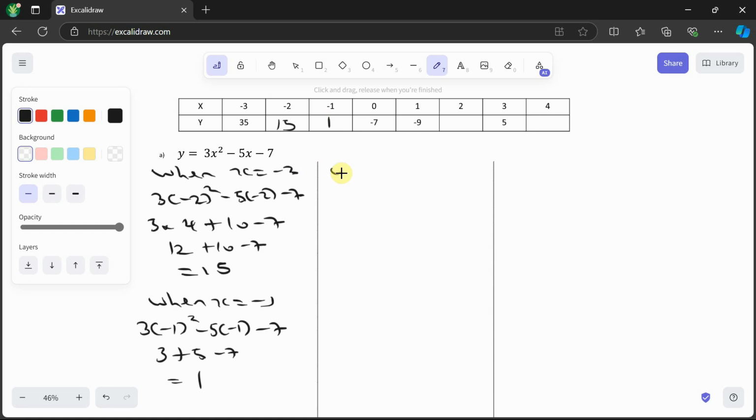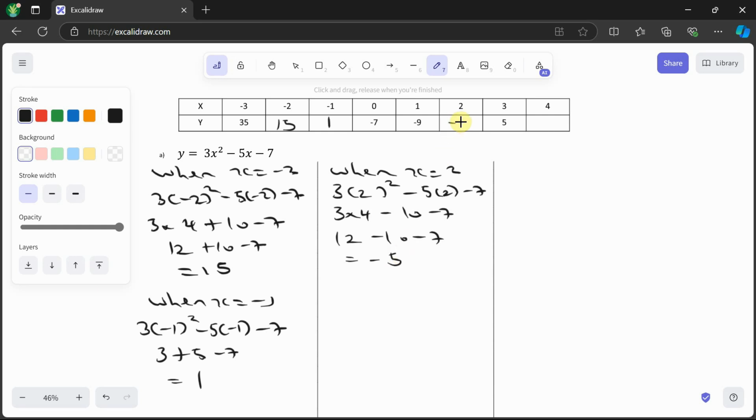When x is equal to 2, that will be 3 open bracket 2 all squared, minus 5 open bracket 2, minus 7. This will be 3 times 4 minus 10 minus 7. 3 times 4 is 12. So 12 minus 10 minus 7. 12 minus 10 is 2, 2 minus 7 is minus 5. So the answer here is minus 5.